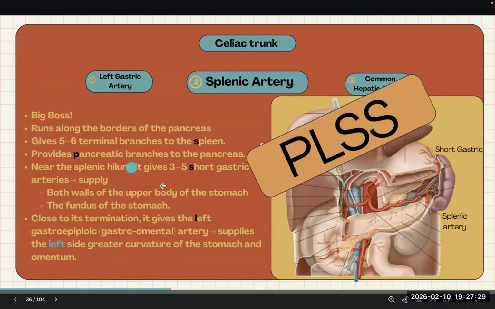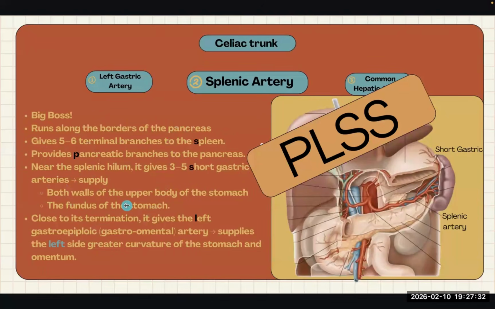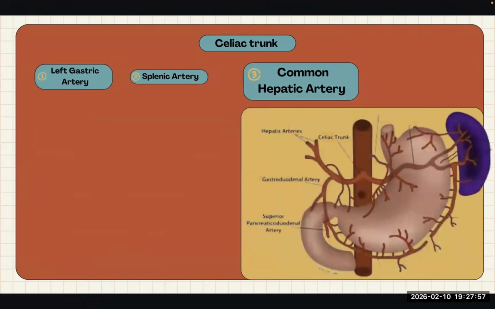By the way, this is a picture with the words simplified from your lecture. The minute I saw it, I thought, oh my god, please, and then I realized the word please stands for these letters. P for pancreas, L for the left gastroepiploic, S for spleen, and the other S for short gastrics. As you go through medicine, make random mnemonics that you feel would help.